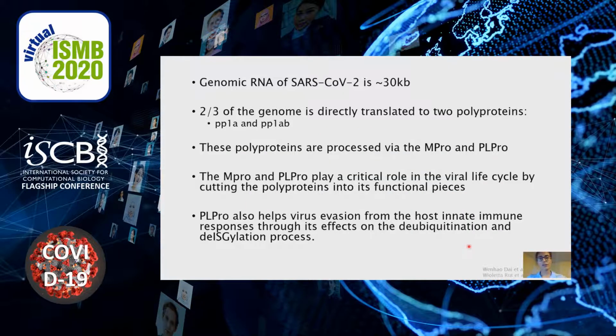The genomic RNA of SARS-CoV-2 is about 30 kilobases, and two-thirds of it is directly translated into polyproteins. Those polyproteins are then processed into functional pieces via the main protease and the papain-like protease. So that's why they're very important in the viral life cycle, and they're important targets for anti-SARS-CoV-2 therapies.